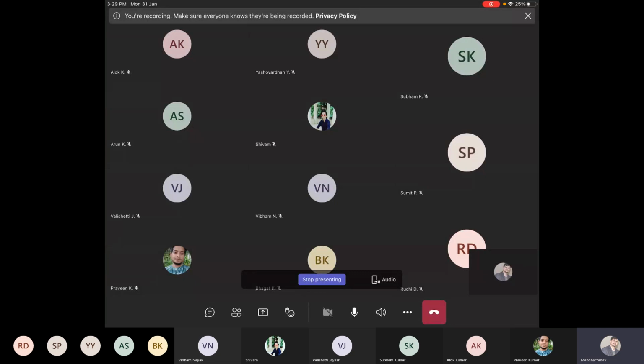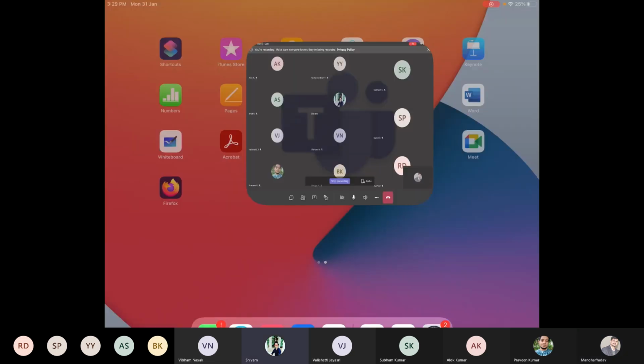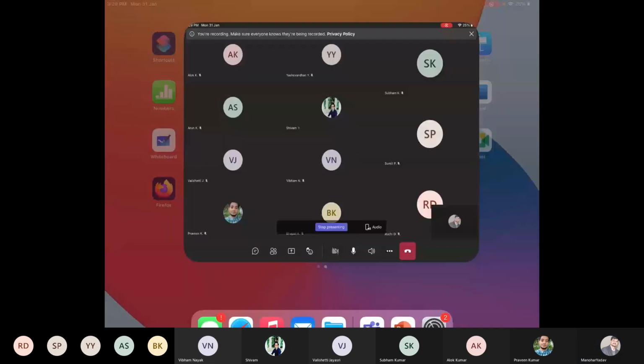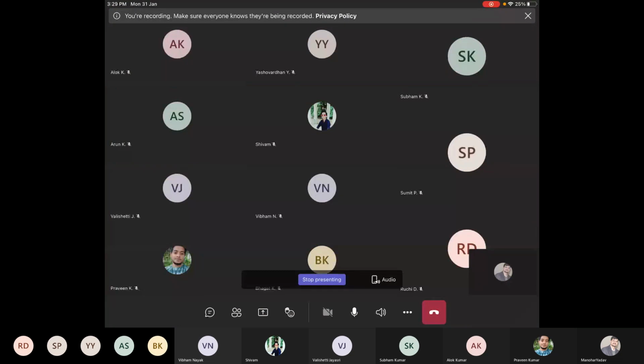Shivam, could you please unmute? Yes, sir. I hope you have understood the query. No, sir. Sir, please repeat. Please mute. Sumit. Yes, sir.